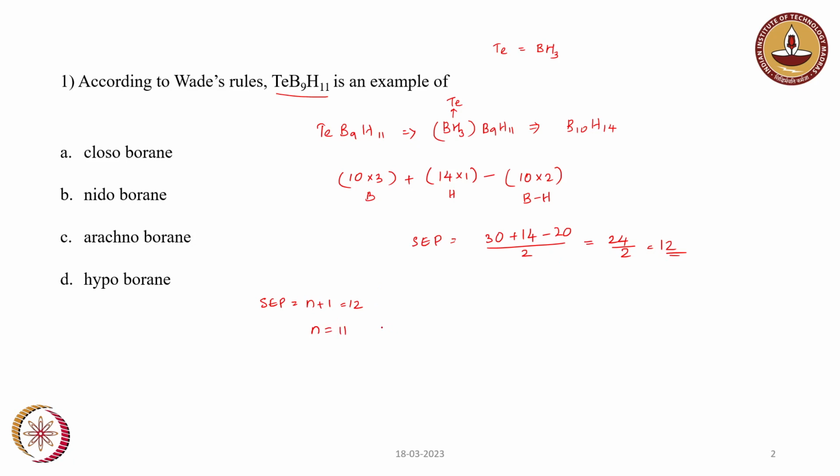And when n is 11, that will be closo. But we have B10 here, so n minus 1 will be 10. That will become nidoborane. So it will occupy 10 vertices of the nido structure. So the answer is option B, nidoborane.